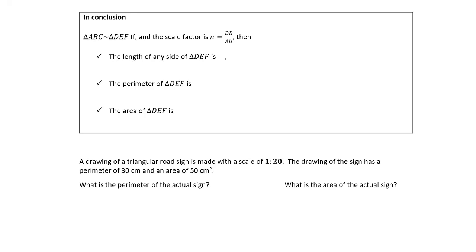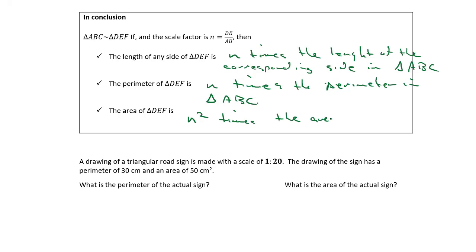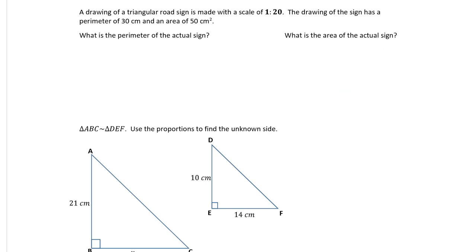So in summary, the length of any side in triangle DEF is n times the length of the corresponding side in triangle ABC. The perimeter is n times the perimeter in triangle ABC. And finally, the area is n squared times the area of triangle ABC.